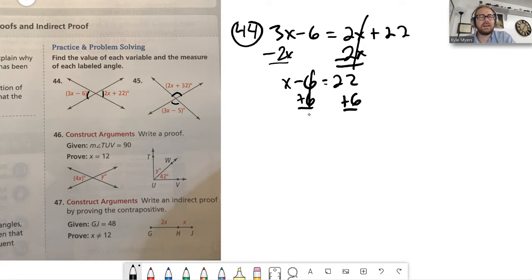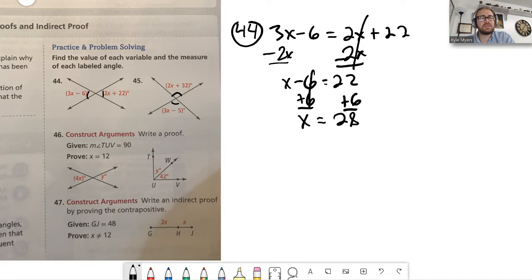I always combine the x's first. I noticed that if you combine the x's first and then the numbers, it always tends to flow better. So I would highly recommend combining your x's first and then combining your numbers. But I get 28 for x here. If I plug it back in, I should get the same number for both.